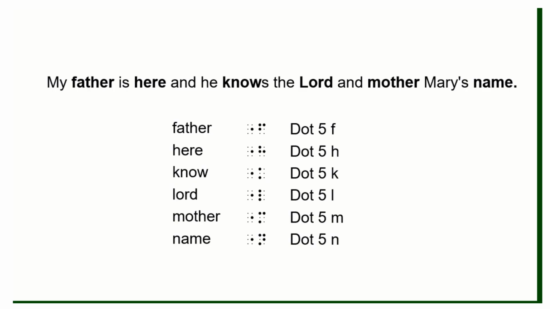My father is here, and he knows the Lord and Mother Mary's name. Father, here, know, which is spelled K-N-O-W, Lord, Mother, and name are all in bold. Father is .5f, here is .5h, know is .5k, Lord, .5l, Mother, .5m, name, .5n.